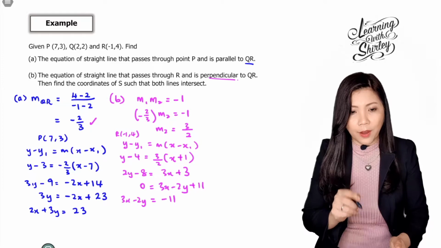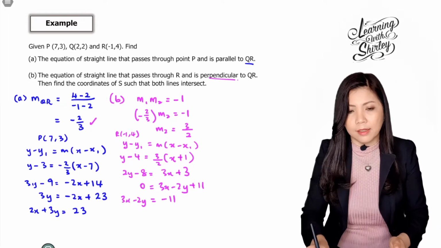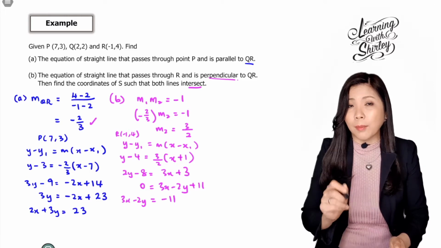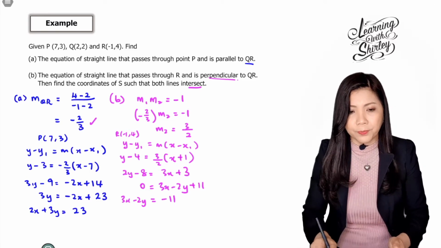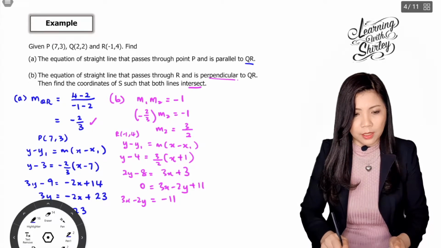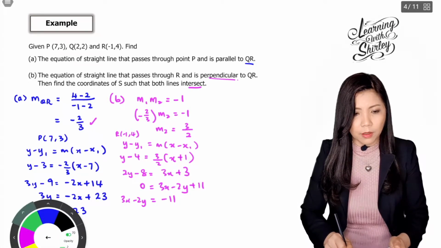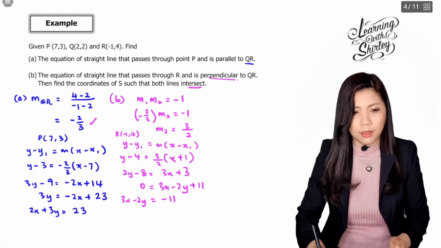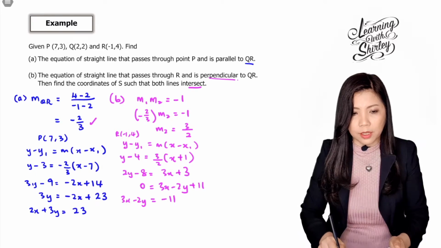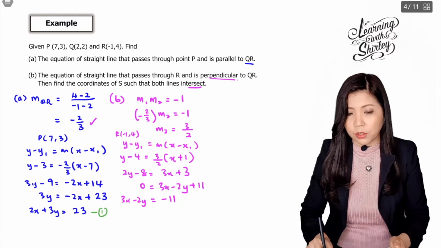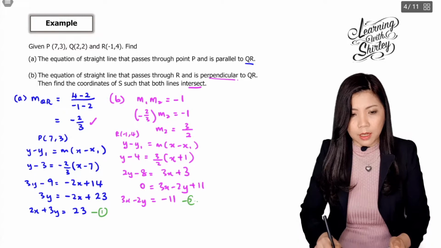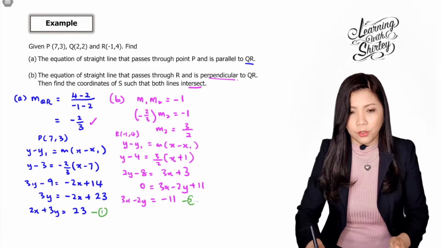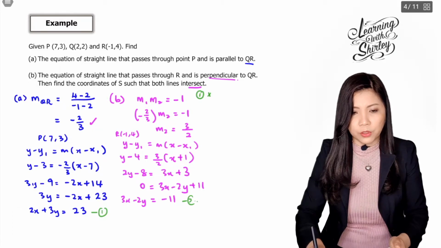And then find the coordinates of S such that both lines intersect. To find where both lines intersect, we use simultaneous equations to find the intersecting point. So let's solve this. I'm going to use this as equation 1 and this as equation 2. I'll use the elimination method and make the x the same. So for the first one, I times by 3.